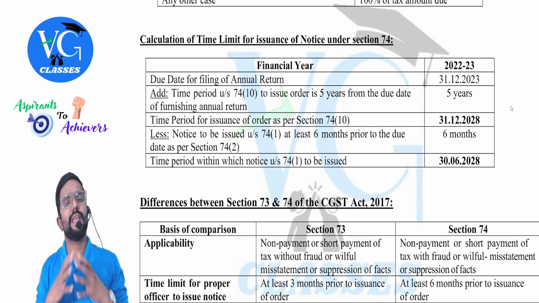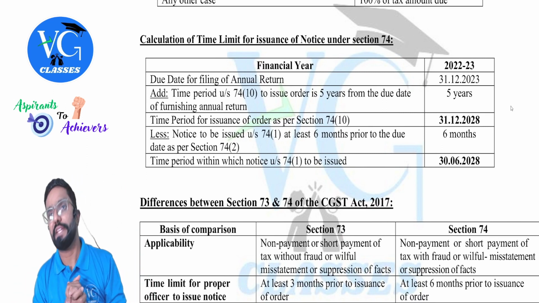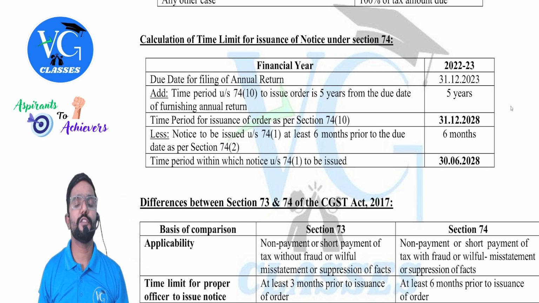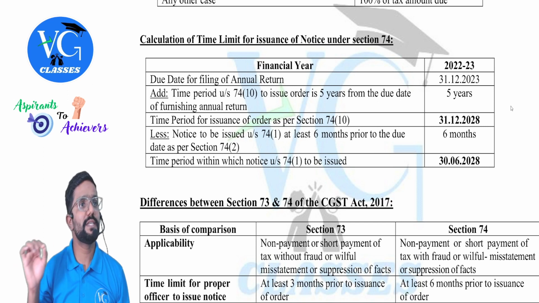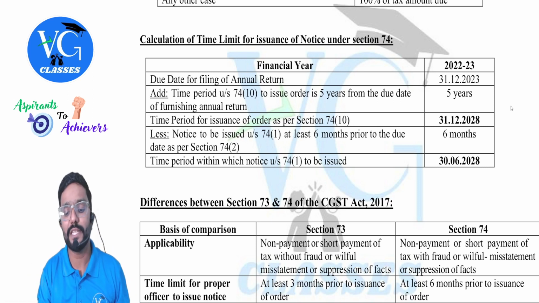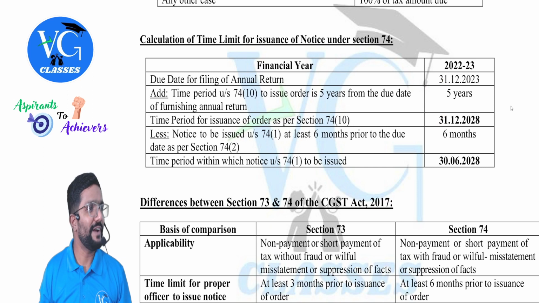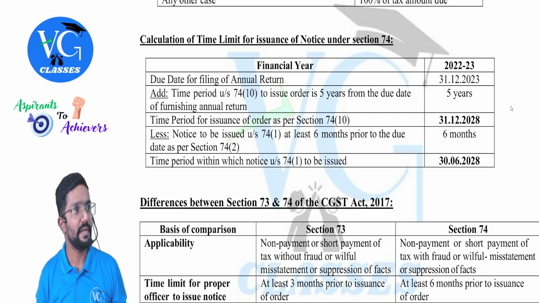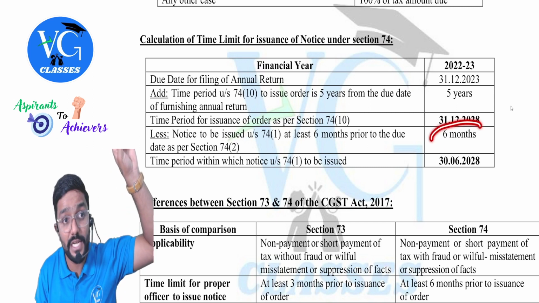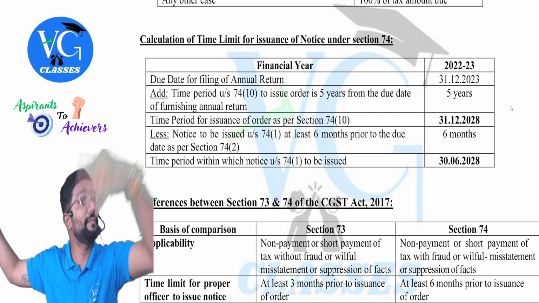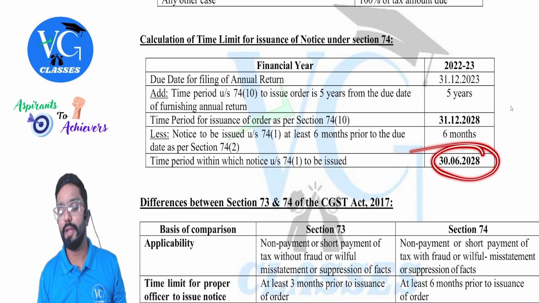Assume, guys, notice is given for any period of financial year 22-23, any month or any quarter, or for the full year of 22-23. For the financial year 22-23, what is the due date to file annual return, people? 31st December of the next financial year, which is 31st December 2023. What is the time limit to pass an order? 5 years from here, which comes to, I have done the calculation, 31st December 2028. And they're telling notice has to be issued at least 6 months before this. So at least 6 months before this means you have to go back, not forward, back. So it is 30th June 2028.